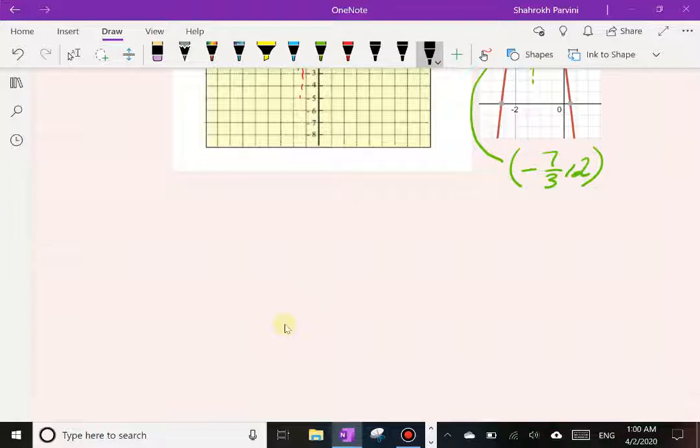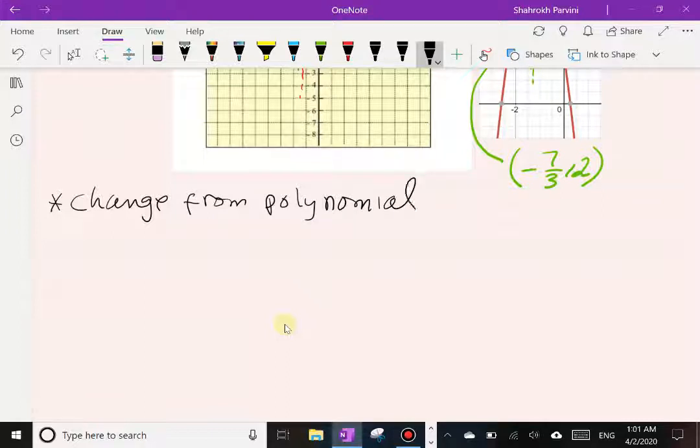Okay, so this is what we're doing. We want to change from polynomial form to vertex form, also known as the HK form. There you go, HK form.